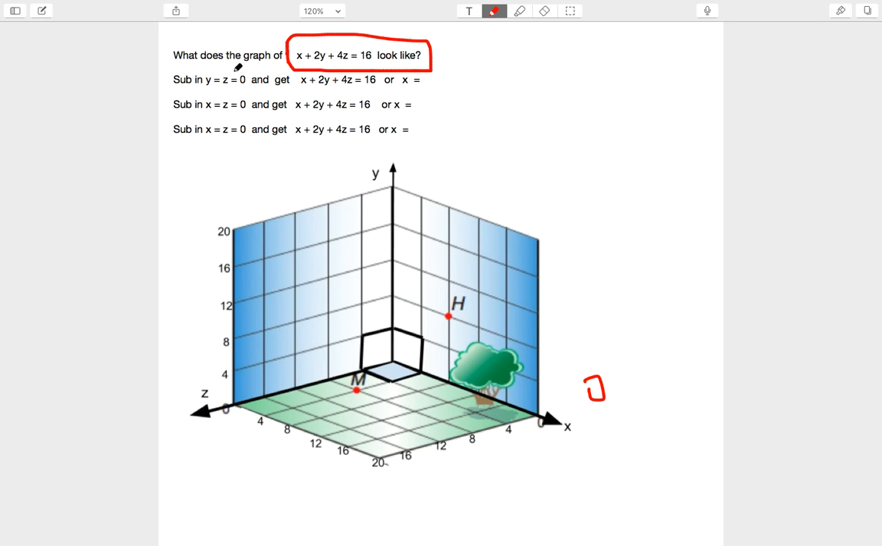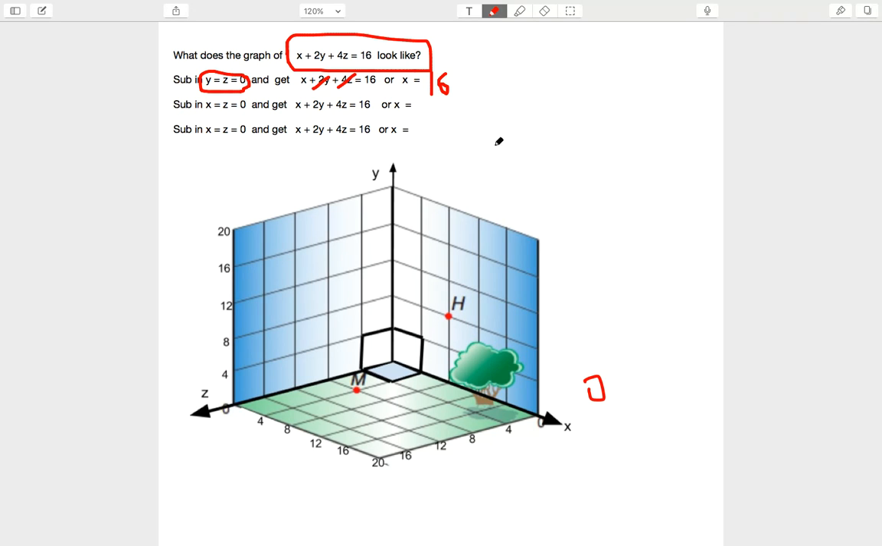So here's what I'm going to do. To figure this out, I can do something I learned a long time ago. I can get intercepts. So the first thing I'm going to do is take that equation, x + 2y + 4z = 16, and let y and z be 0. So that's going to be 0. It'll be gone. And if I do that, I get 16. So that's my x-intercept, 16.